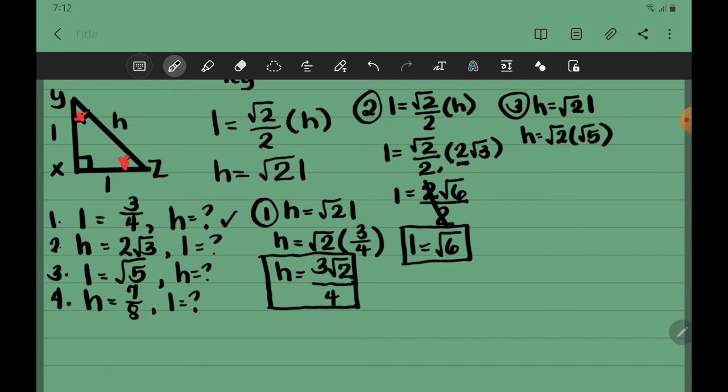And then let us multiply. Bakit pwede silang i-multiply? Kasi parehas silang radicals. So 2 times 5, we're going to have h is equal to square root of 10.